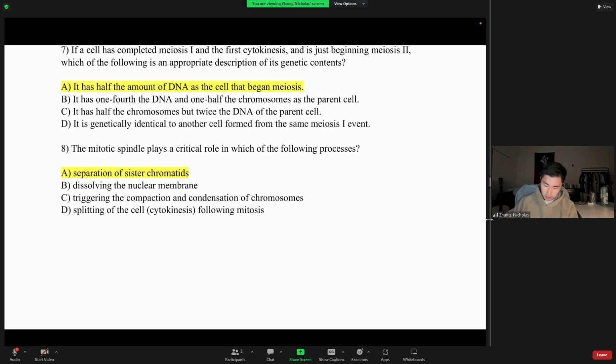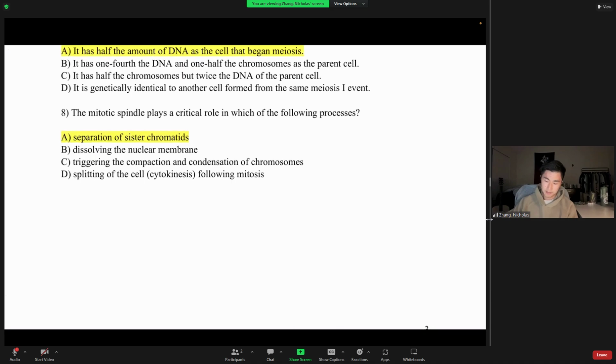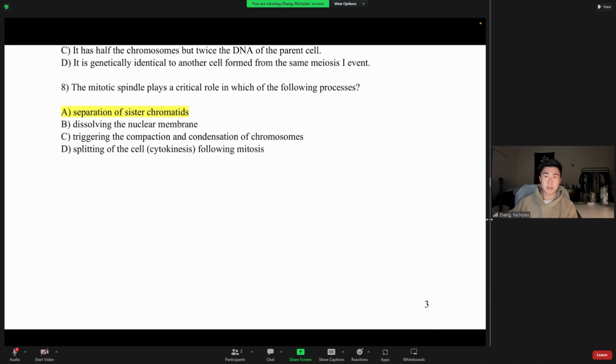Cool. The mitotic spindle plays a critical role in which of the following processes? That's just the separation of sister chromatids. None of the other answers really make much sense.